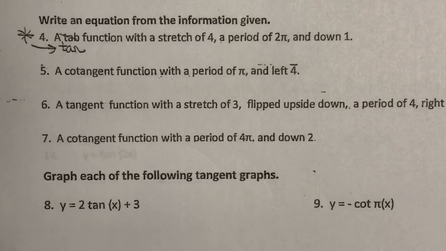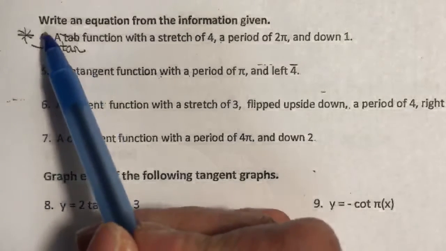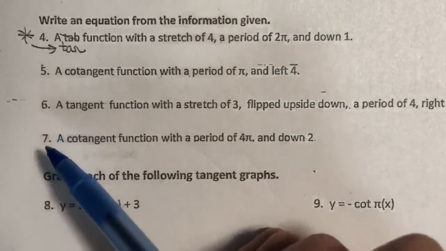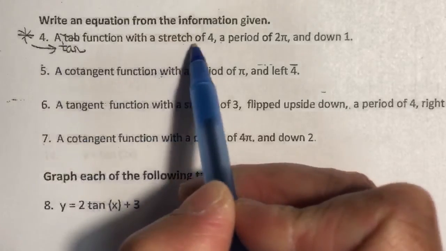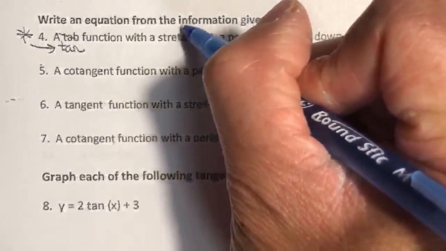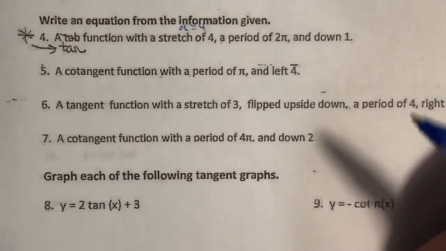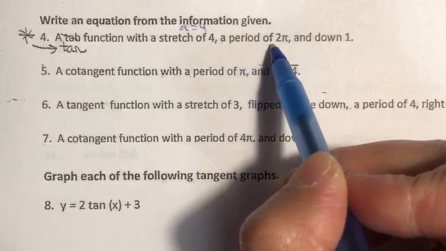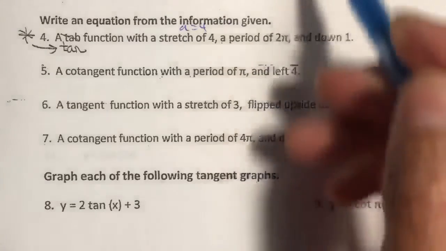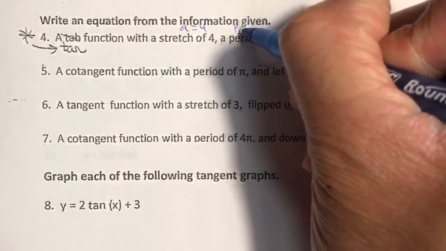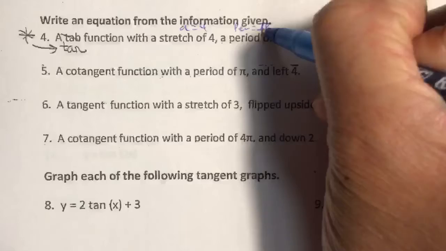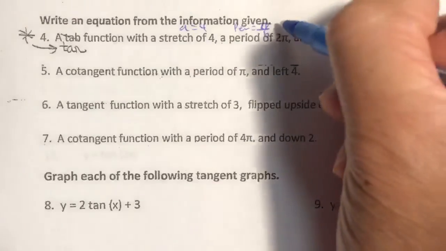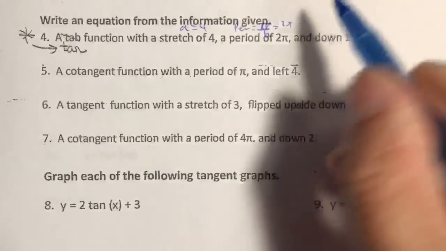All right, so we're on page 2, the front side. Let's go over questions 4, 5, 6, and 7. Write an equation for the information below. A tangent function with a stretch of 4, so that's a vertical stretch, so a is equal to 4. A period of 2 pi, so remember your period is pi over b for tangent. So if you know the period is 2 pi, then that's your equation right there.